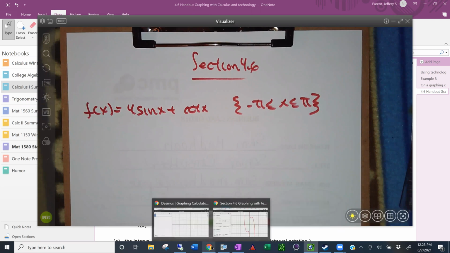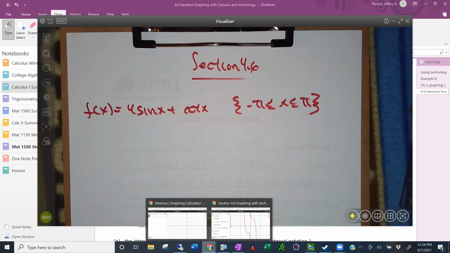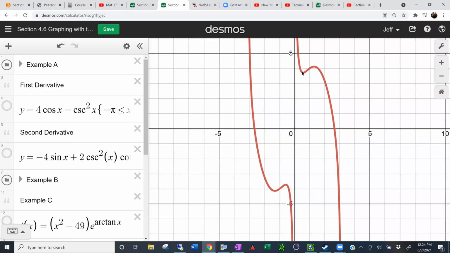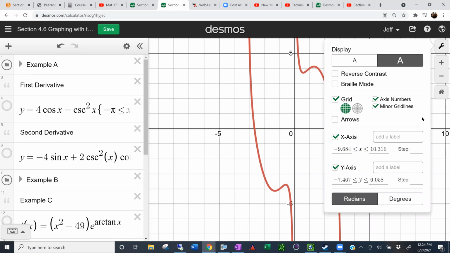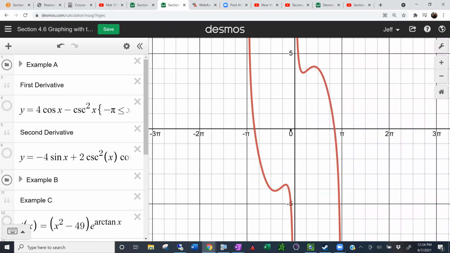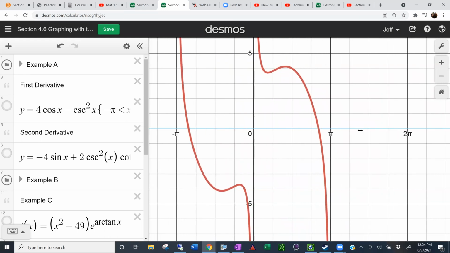Let's start by looking at the graph of 4 sine of x plus cotangent of x in the interval negative pi to pi. So that's here, and it's kind of this interesting graph. You've got these little dimples here and here. You can pretty this up a little bit if you wanted to. If you click the tool icon in the upper right-hand corner, you can make your step size for the x-axis equal to pi. And that might make it a little bit more readable.